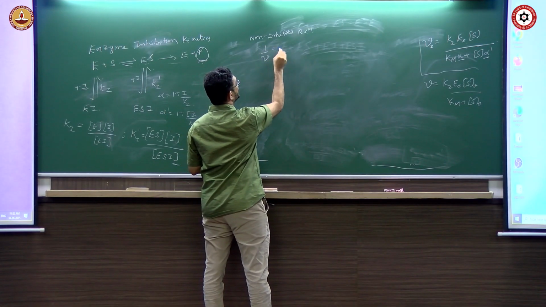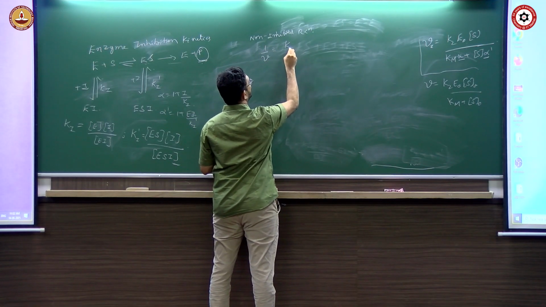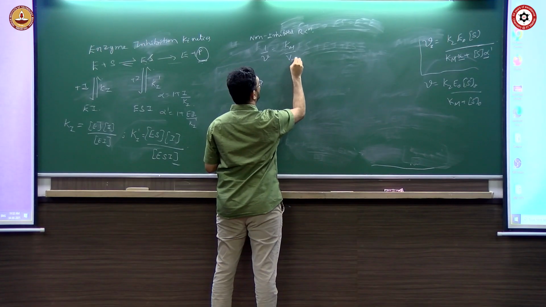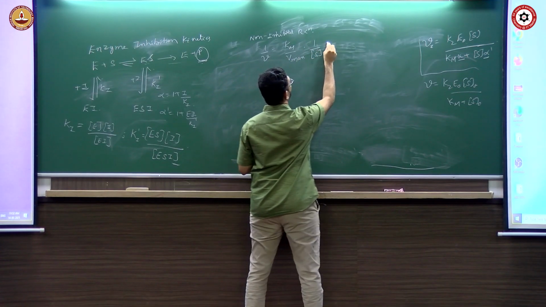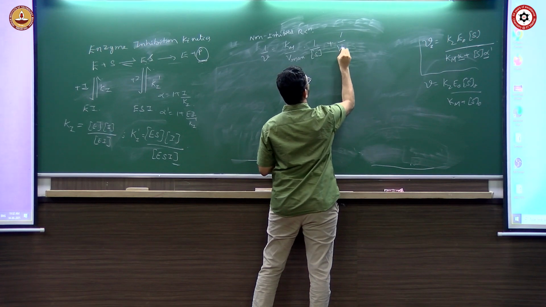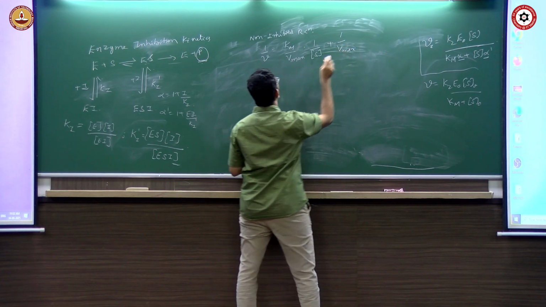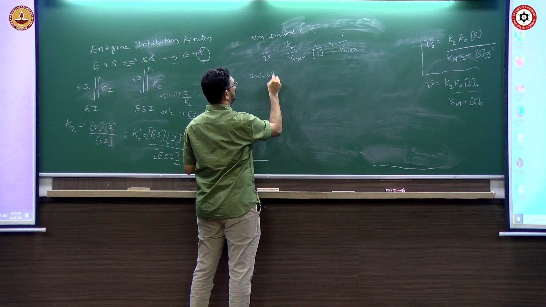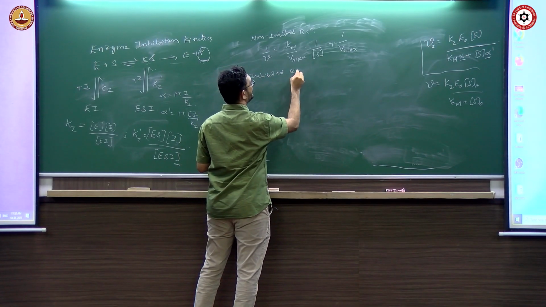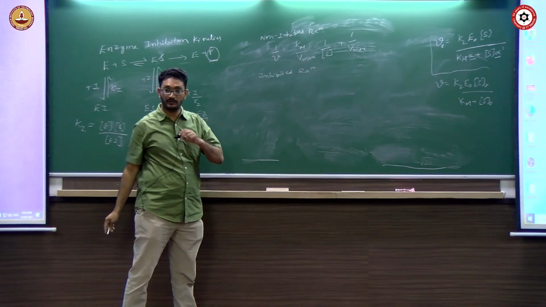1 by mu is equal to Km by Vmax into 1 by S plus 1 by Vmax. And for an inhibited reaction, what is the Lineweaver-Burk plot for an inhibited reaction?